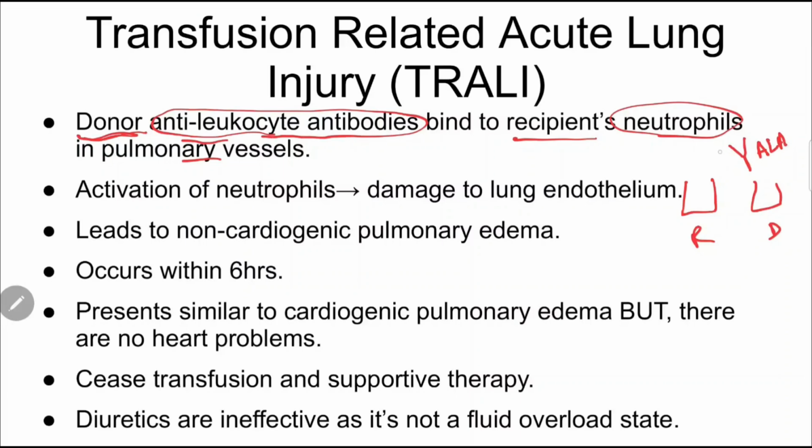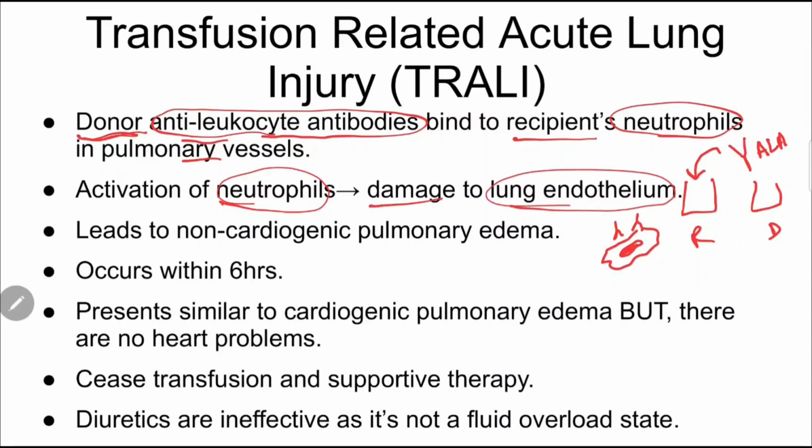What happens is these antibodies go into the recipient and they attach themselves to the neutrophil. So let's say this is a neutrophil in the recipient. So they attach themselves to the neutrophil. What happens is that the neutrophils get activated. And it is this activation of neutrophils that starts damage to the lung endothelium. They start damaging the lung endothelium, right?